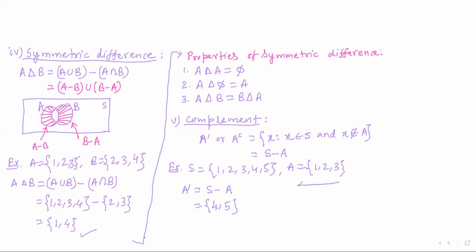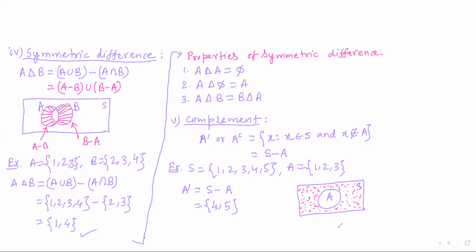Now, if I draw the Venn diagram for this operation, suppose this is the universal set, one rectangular box, and this is set A. Now, A complement means except this A, you have to take the remaining part of the universal set, that is this shaded part. This will be the A complement. So A complement means except A, we have to take the remaining part of the universal set. That will represent the A complement.